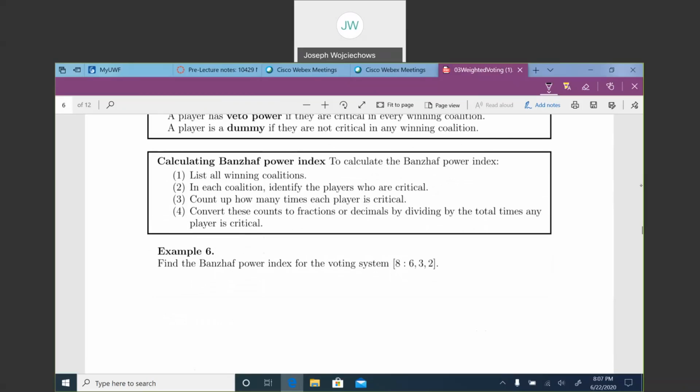So we come up with something called the Banzhaf Power Index. To calculate the Banzhaf Power Index, list all the winning coalitions. In each coalition, identify the players who are critical.